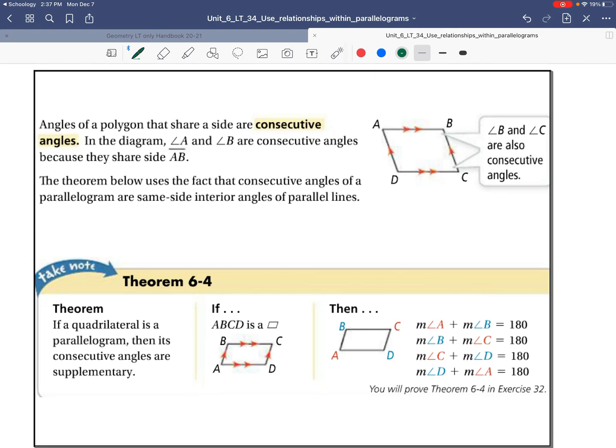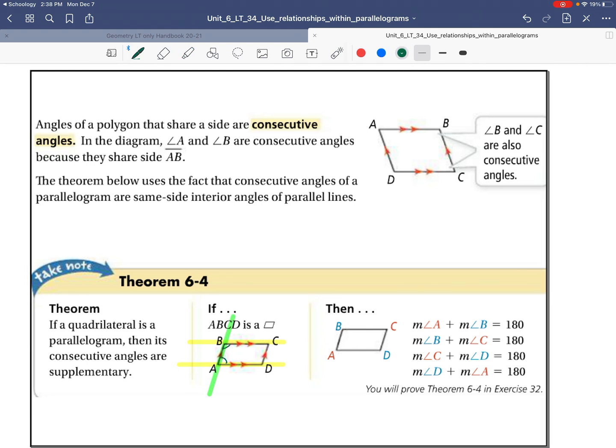And we've got angles of a polygon that share a side are consecutive angles. In the diagram, A and B are consecutive angles because they share a side AB. The theorem below shows the fact that consecutive angles of a parallelogram are same side interior angles. So you can see here, if I've got two parallel lines like this, cut by this transversal, you could see that angle A and angle B are same side interior angles. Therefore, they're supplementary. And so you can see that listed here.